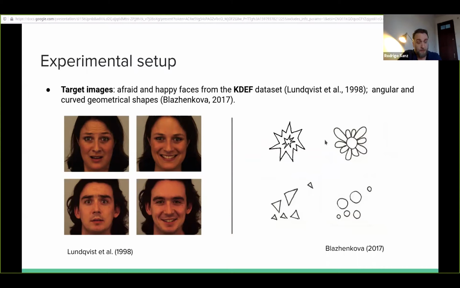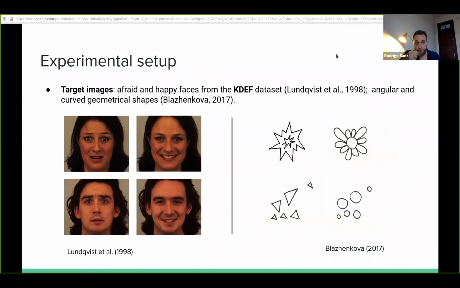But we discussed it, and we found that this kind of image introduced some context, some influence in the subject, because you can see a smiley face, an angry face, or an afraid face. So we divided them in half, and for the second half we used a more abstract image, like geometrical shapes, which we found in a research paper from Blazhenkova that was tested. It's a validated dataset that found that some angular geometrical shapes tend to have a negative response, and rounded geometrical shapes tend to have a more positive response.